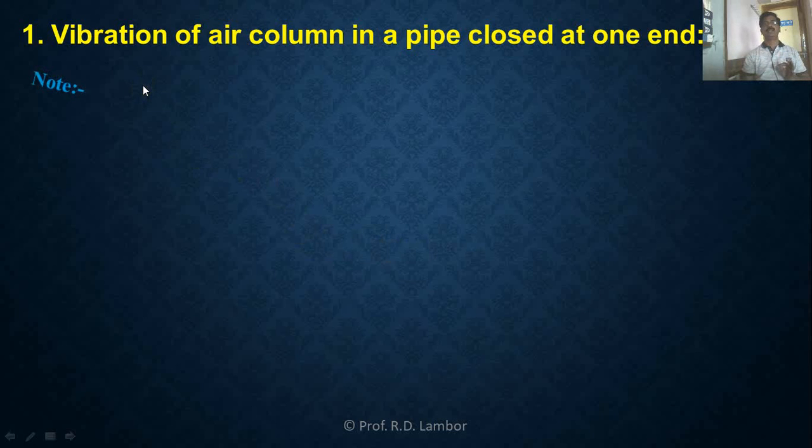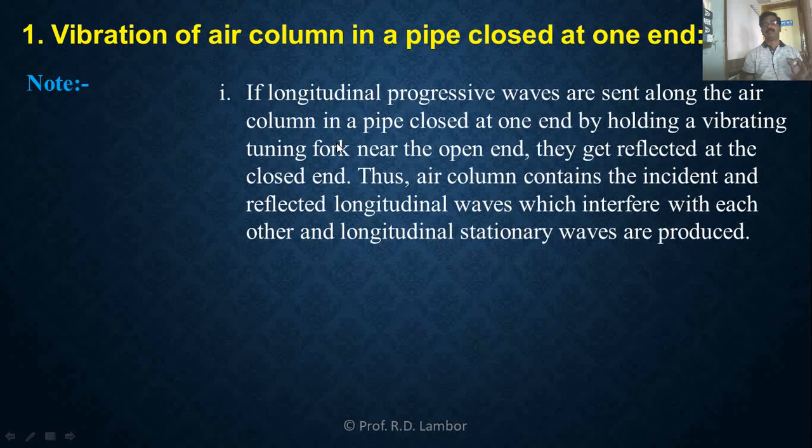So while studying this vibration of air column in a pipe closed at one end, we will see that if longitudinal progressive waves are sent along the air column in a pipe closed at one end by holding a vibrating tuning fork near the open end, then that waves get reflected at the closed end. Thus, air column contains the incident and reflected longitudinal waves, which interfere with each other and longitudinal stationary waves are produced. Now to understand the meaning of this paragraph, let us go through this diagram.